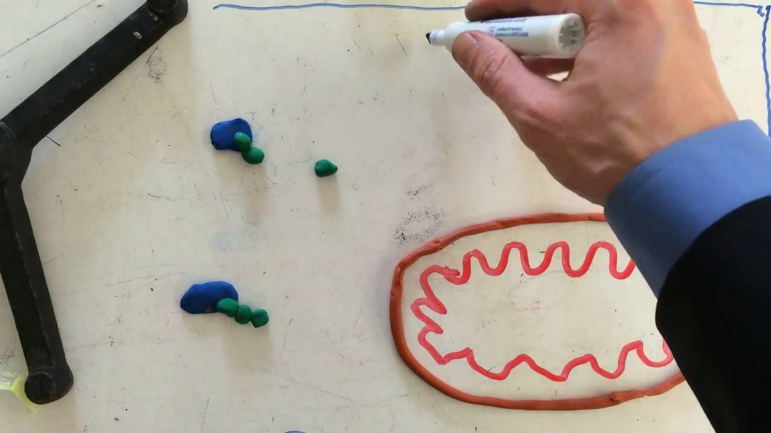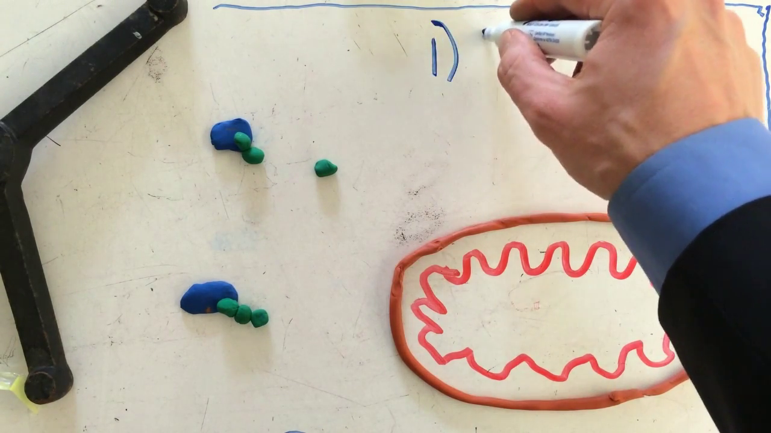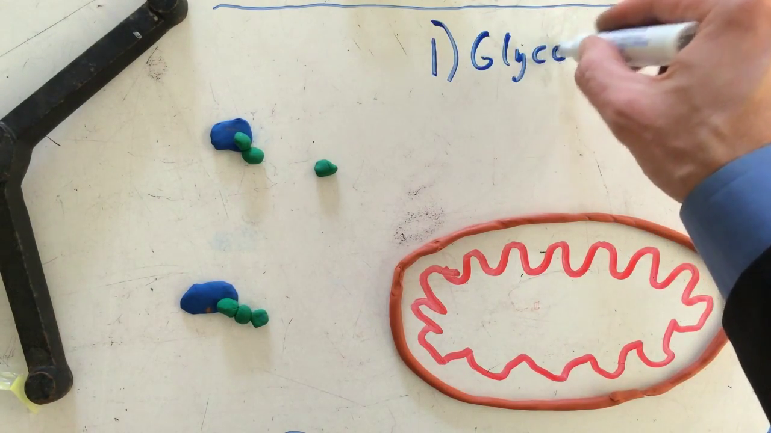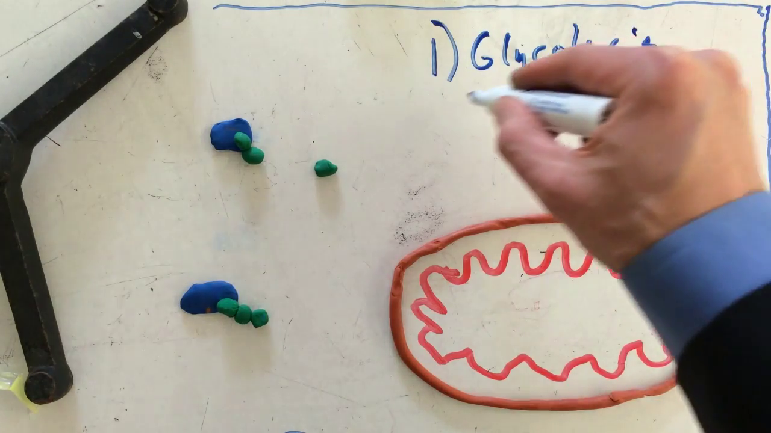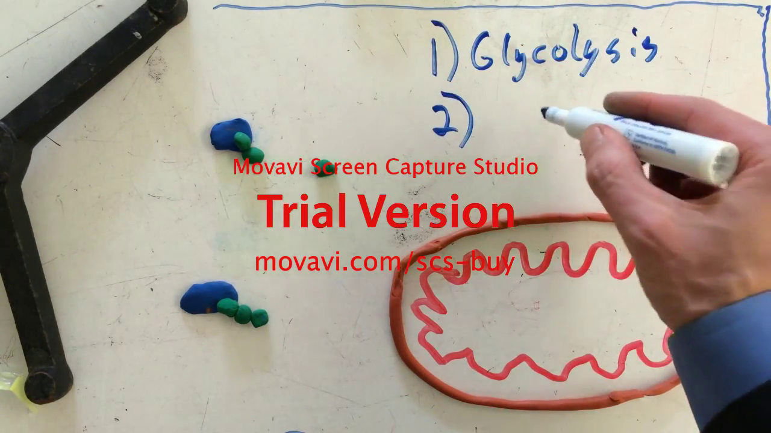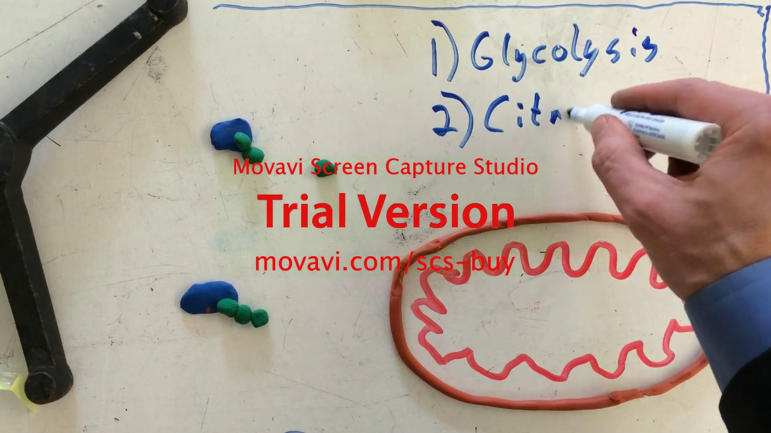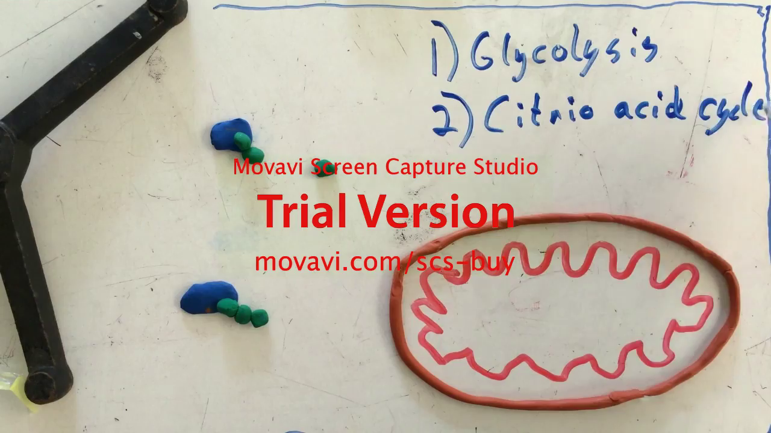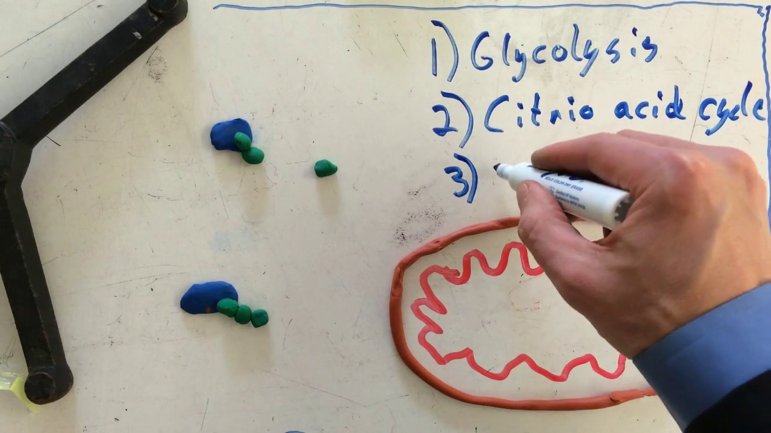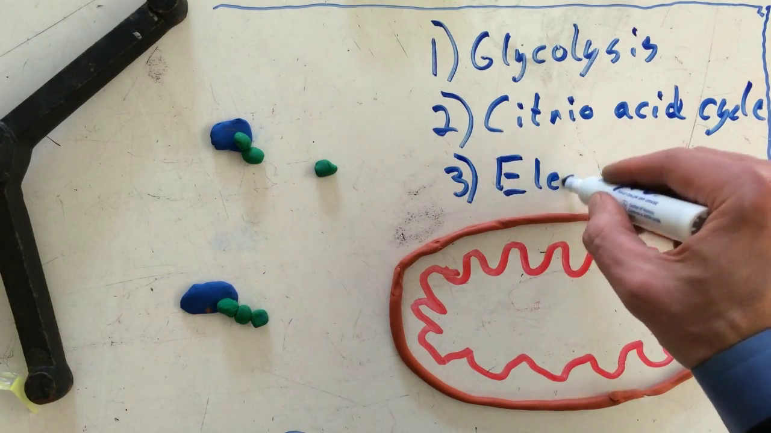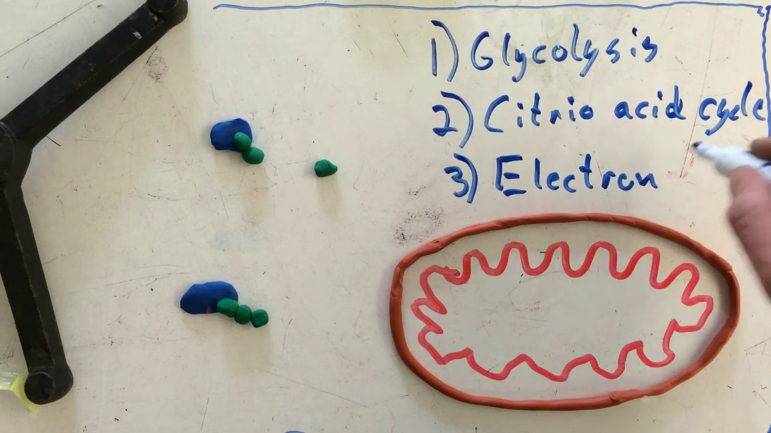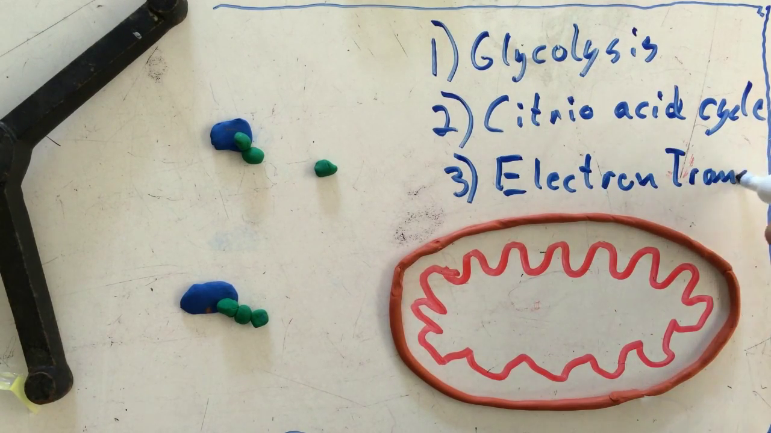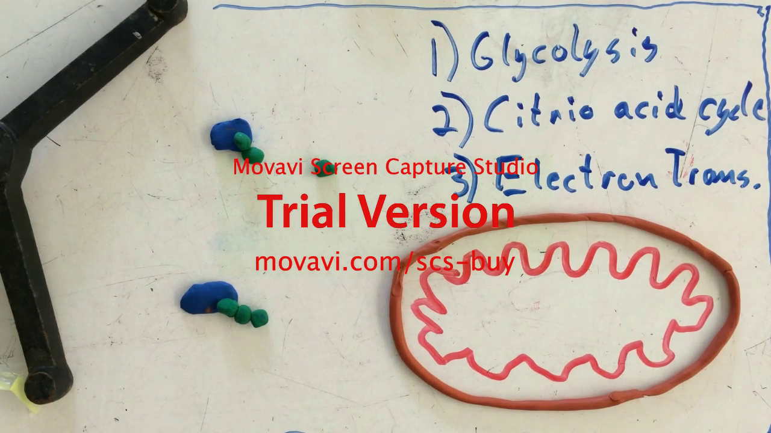So just as a review, there are 3 steps in cellular respiration. The first is called glycolysis. The second is called the citric acid cycle. And the third is called electron transport. All right. So the first step of this we're going to focus on is glycolysis.